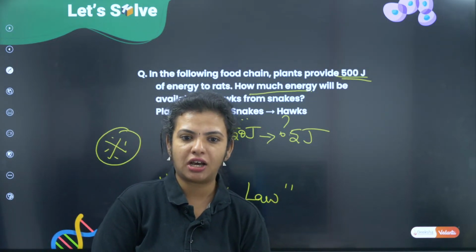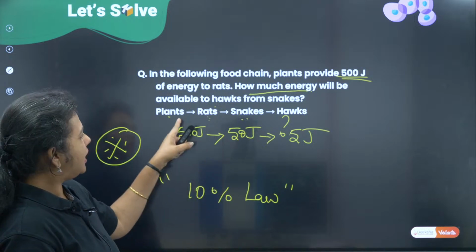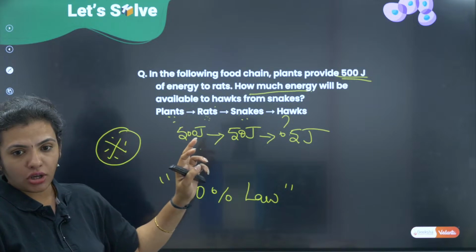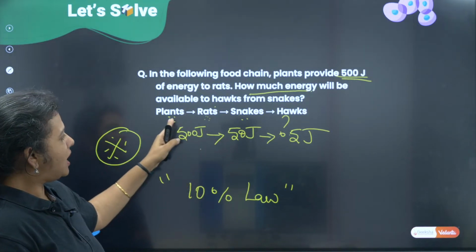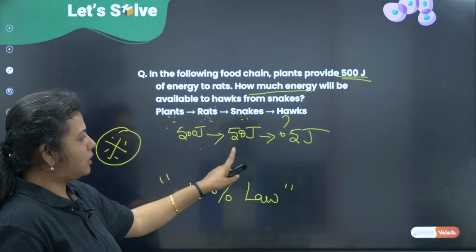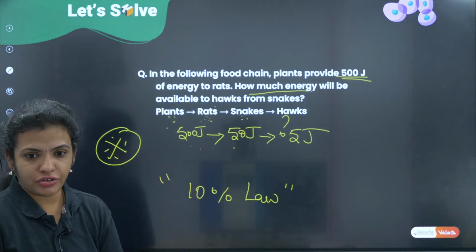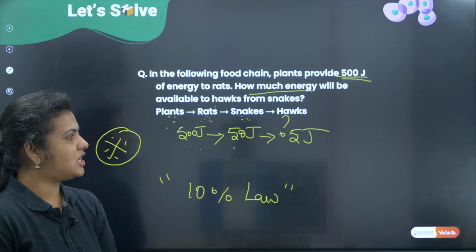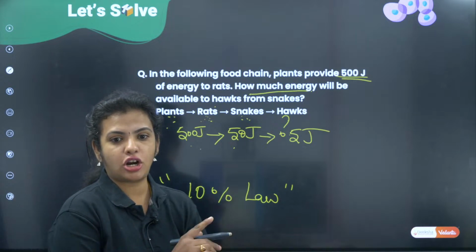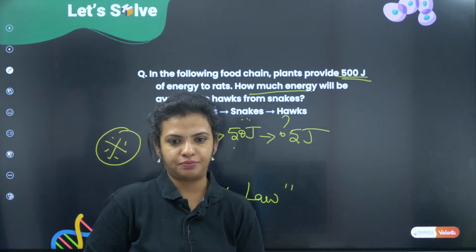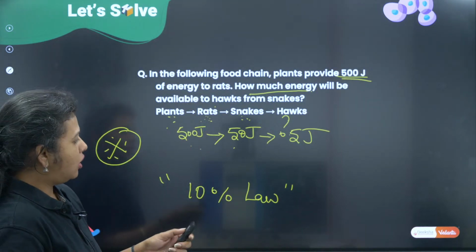Alright. Why have Harshvardhan and Sumukh given these answers? This is plants to rats. Okay, it can't be 0. Plants to rats is 500, they are telling. Rats to snakes will be 10% of that, which is 50. Snakes to hawks will be 10% of this, which is 5. Okay, it is not 0, it is not 50, but it is 5 joules. All right.